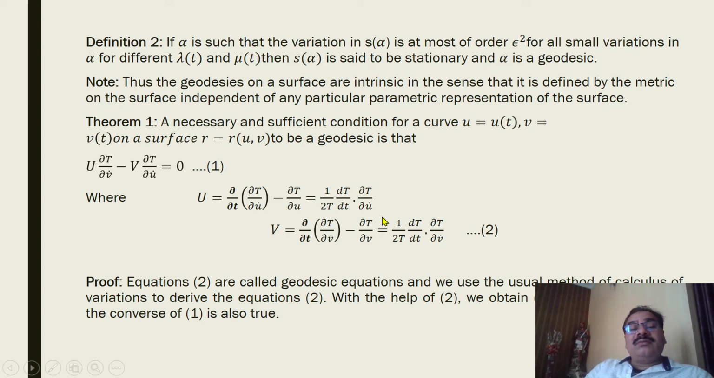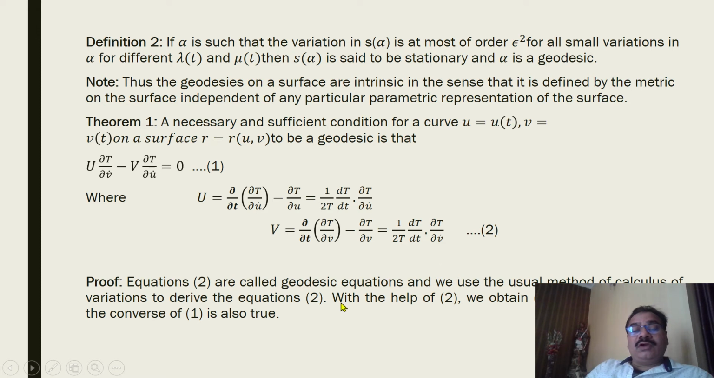The same may be written as 1 by 2T dT by dt times del T by del u dot, where V stands for del over del t of del T by del v dot minus del T by del v, which is equal to 1 by 2T dT by dt times del T by del v dot. This is equation number 2. Let us suppose in the theorem statement itself, this is equation number 1 and this is equation number 2. Now equation 2 is called the geodesic equation.